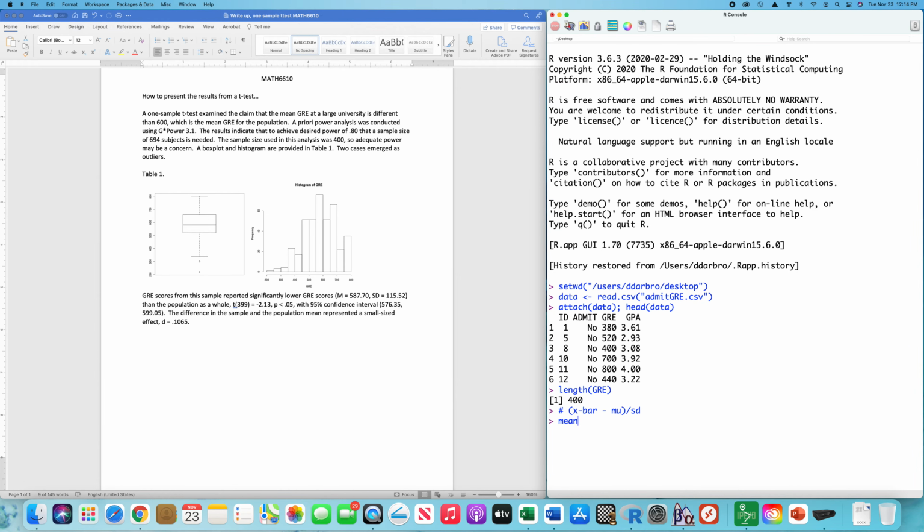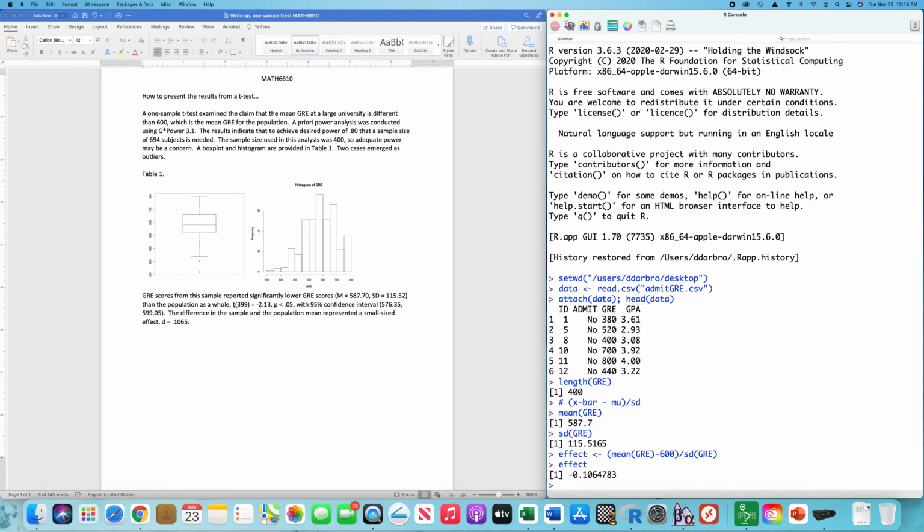So the first thing I would need, I would need the mean for GRE, and I would need the standard deviation for GRE. So the effect size is just going to be the mean for GRE minus the claim divided by the standard deviation for GRE.